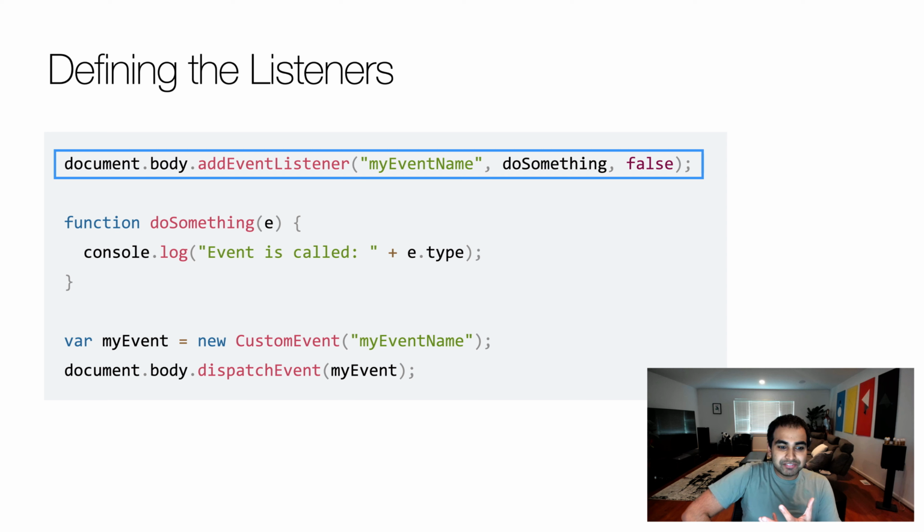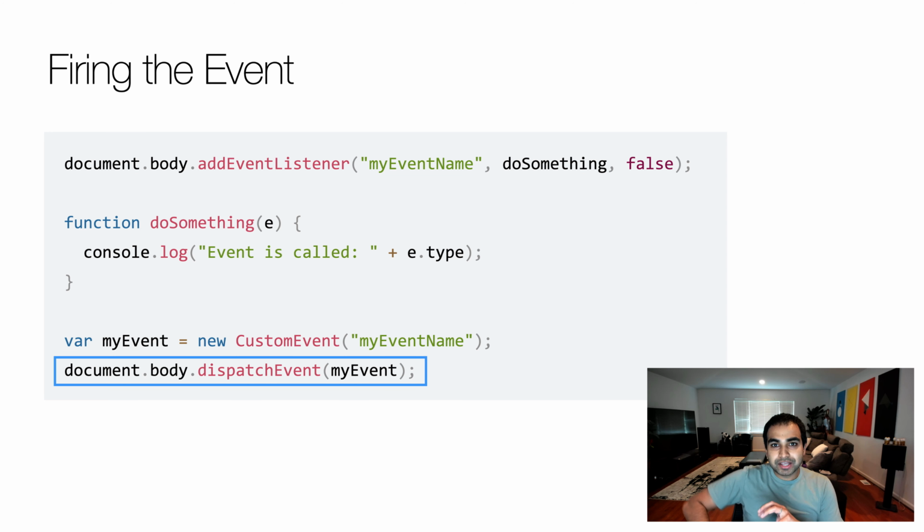I can define my event listener anywhere that I want to, but in this case I'm defining it on the body element itself. And notice the name of the event that I'm listening for. It is my event name, the custom event that we defined earlier. There's an event listener called do something that I'm going to call, and I don't really care if it's tunneling or bubbling, so I'm going to specify false. So this is our second step. We have our event listener specified.